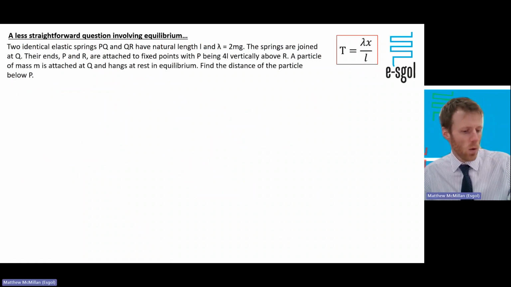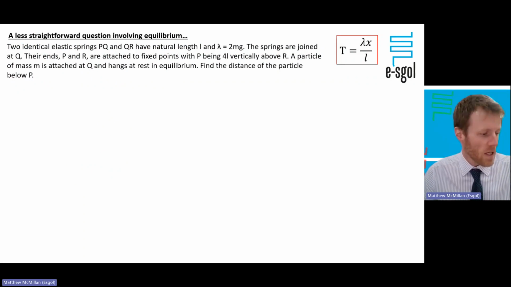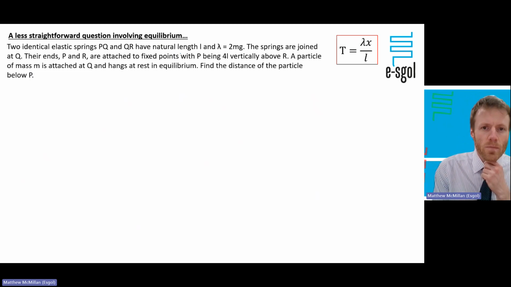Now, if you're re-watching this video, you might like to pause the video and just try to sketch the situation that's given, and then have a go at the question yourself. So we've got two identical elastic springs. The natural length is the same for each. That is the letter L, it's not the capital letter I. And lambda is 2mg.